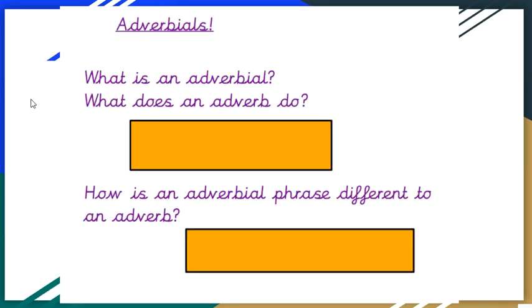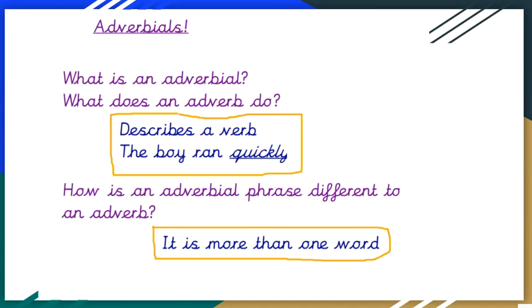Okay, so just a little reminder about our adverbials that we looked at last week. So have a little think, what is an adverbial? What does an adverb do? And thinking about how an adverbial phrase is different to an adverb. An adverb describes a verb. Okay, so an adverbial at the beginning of a sentence or in a sentence would describe a verb.